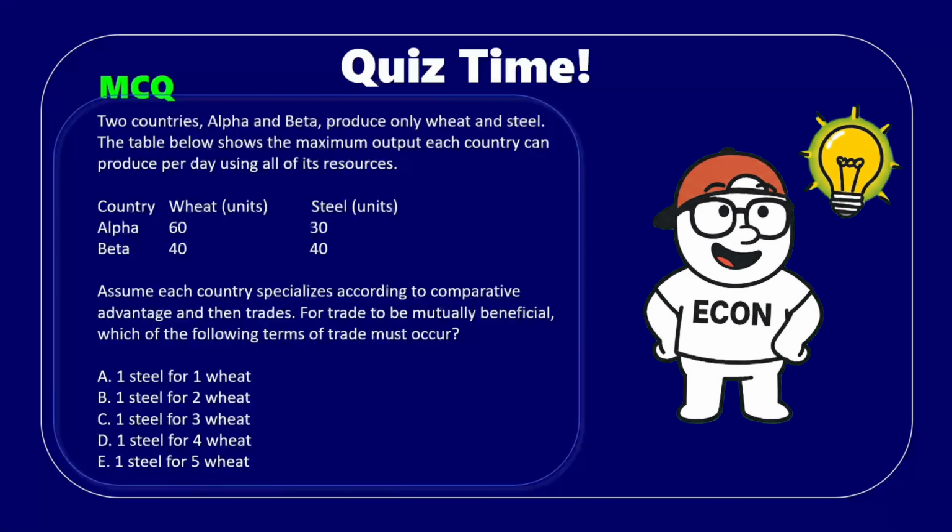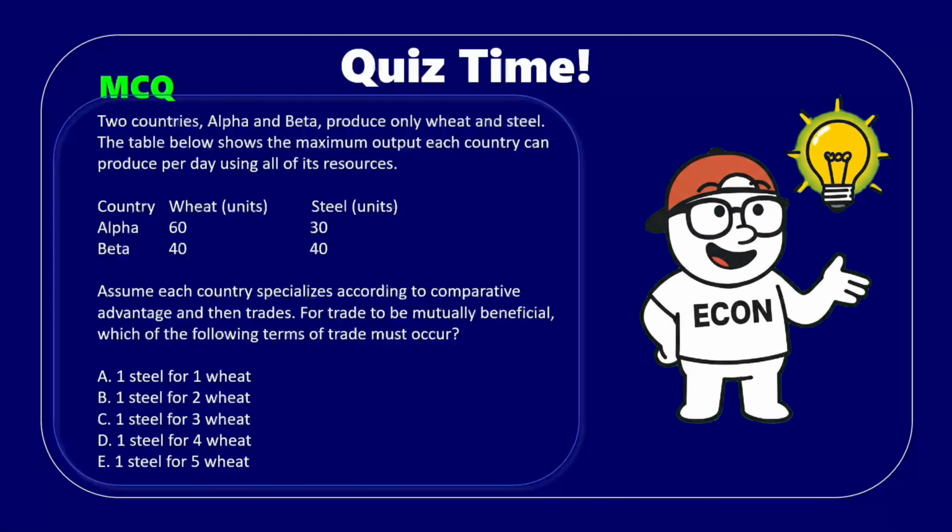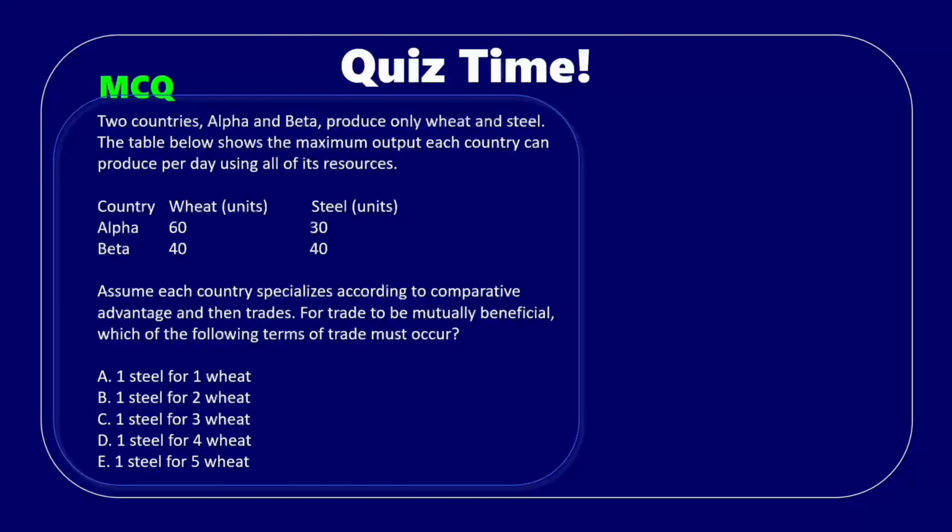Okay, first look at alpha. Alpha can make 60 wheat or 30 steel. That means every 1 steel costs alpha 2 wheat. Now look at beta. Beta can make 40 wheat or 40 steel. So for beta, 1 steel costs 1 wheat.